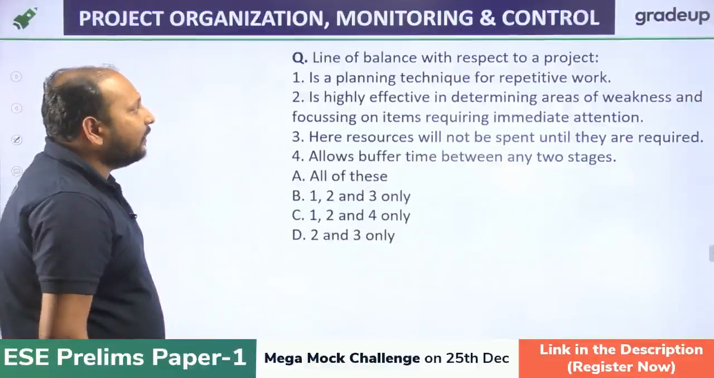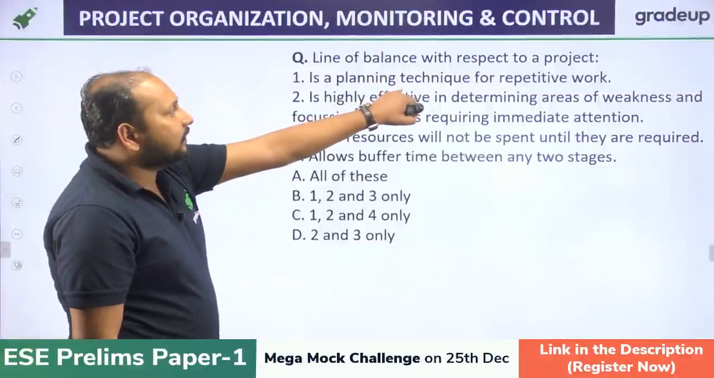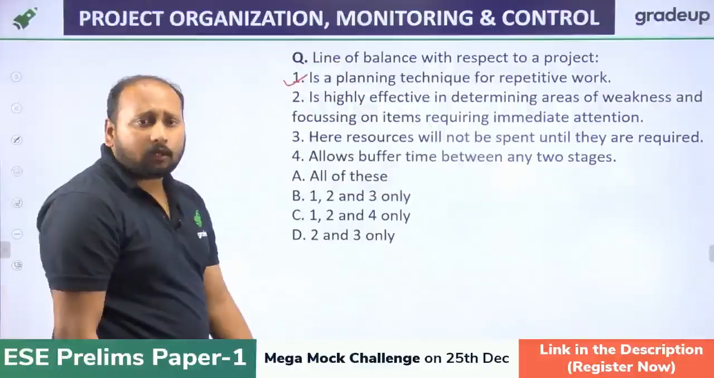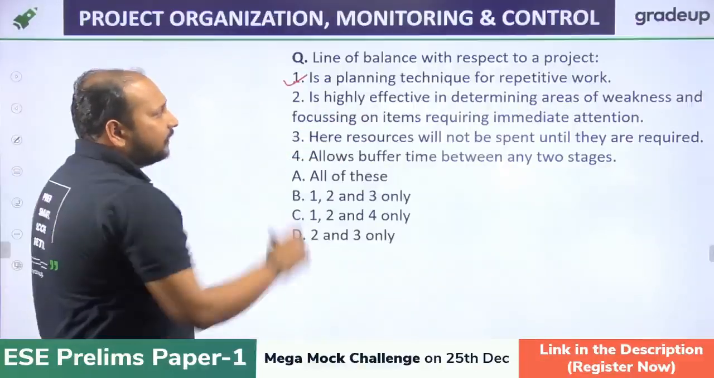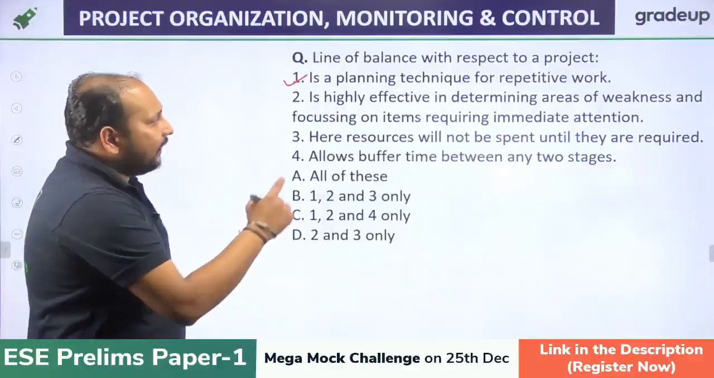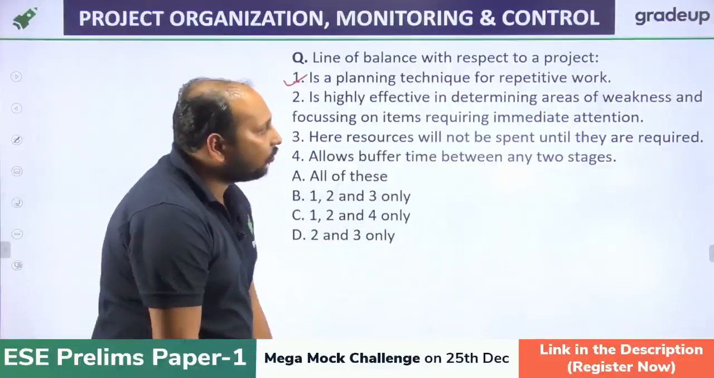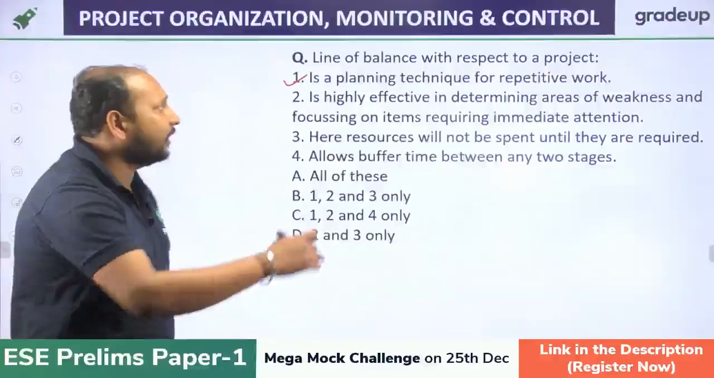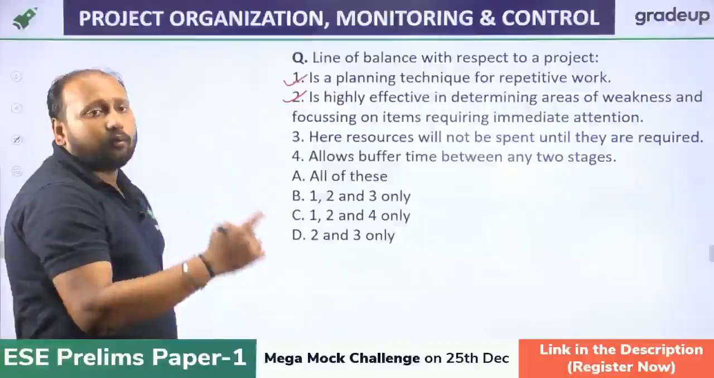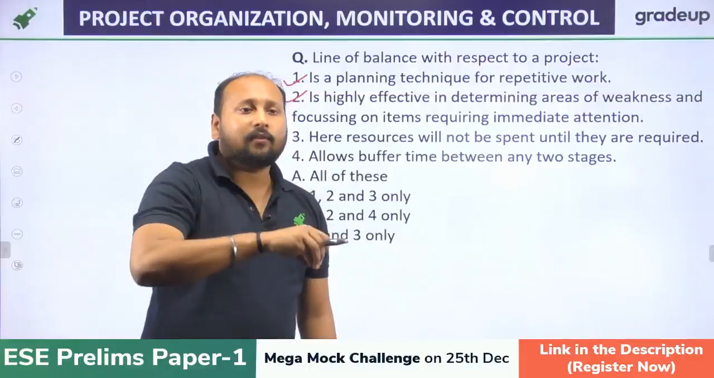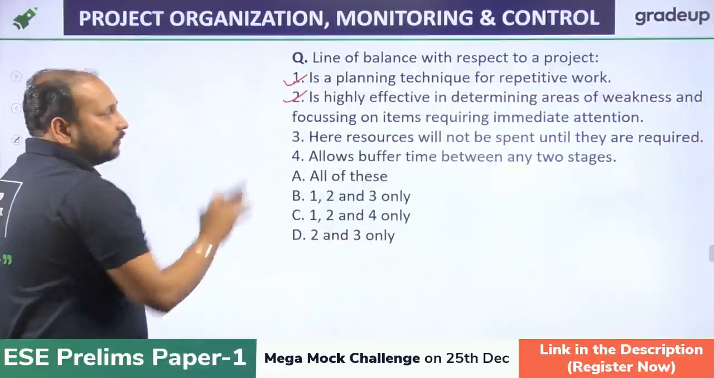Let us read the statements individually. Line of balance is basically about repetitive work, so the first statement is correct. Let us read the second statement. It is highly effective in determining the areas of weakness and focusing on the items requiring immediate action. That is also correct, because in repetitive work we do have a check on the resources, and for the resources required for the repetitive work, we can definitely use this.